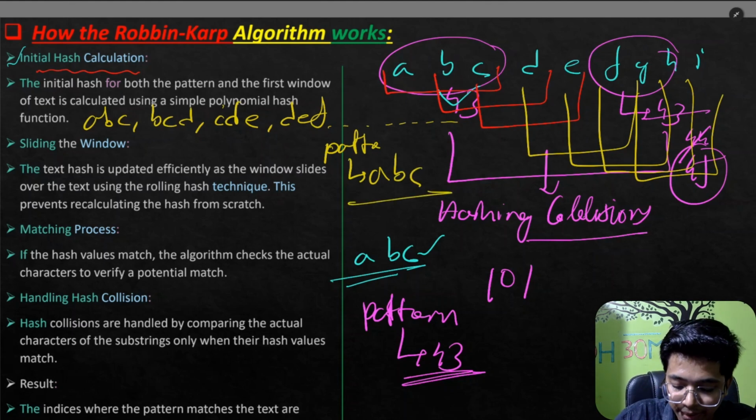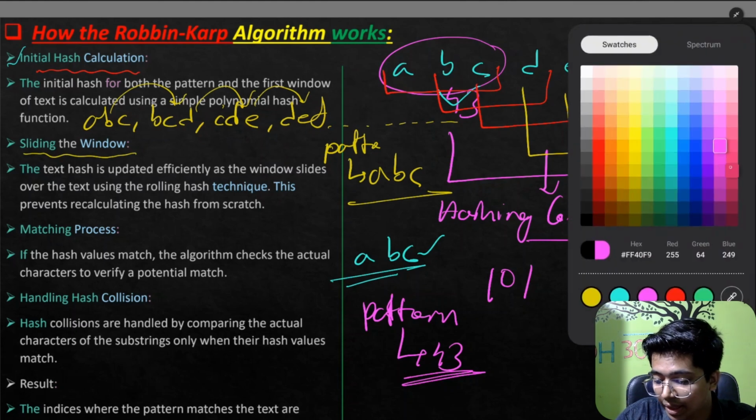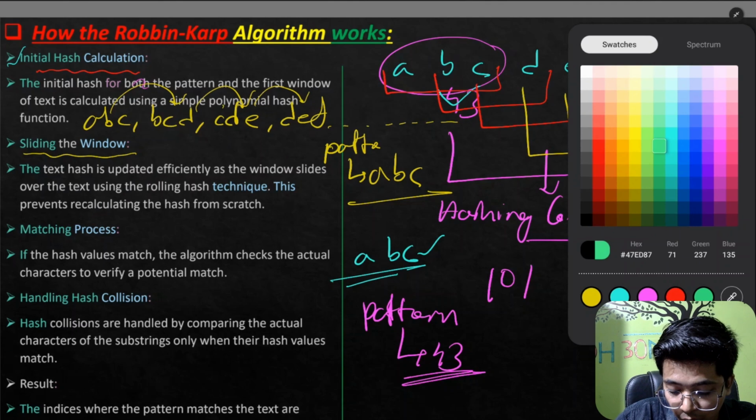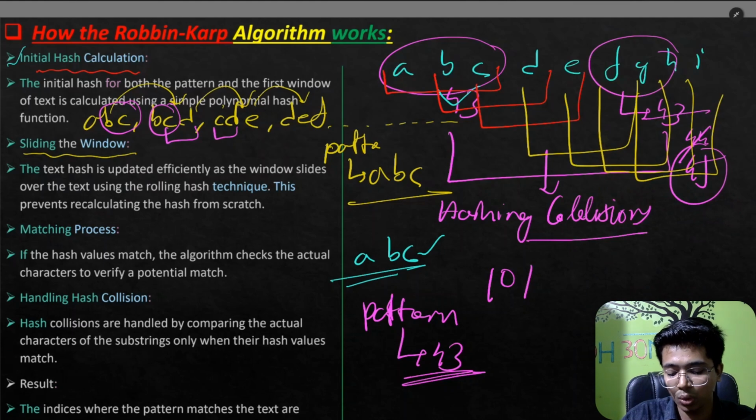And then second, sliding the window. By sliding the window we get this. The sliding window is called a rolling hash, because look, BC is rolling here, now CD. So this is also called the rolling sliding technique. Now the matching process. After that, we check the actual characters to verify a potential match. We do character by character comparison.